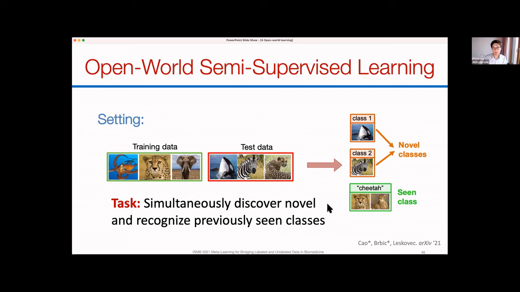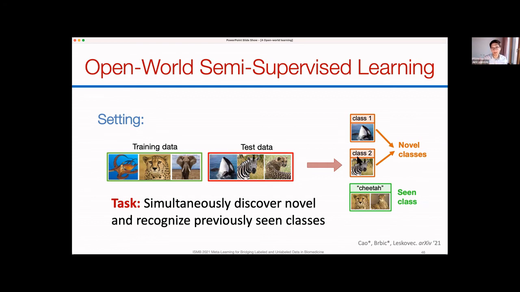And whatever is kind of novel, we want to discover a new class for those images. So in some sense, we want to simultaneously discover novel classes and also recognize previously seen classes. Or another way, we want to do clustering and classification at the same time, right? We want to classify into existing classes if it looks like this is something that we already know, or we want to cluster it into a novel cluster if it's a species that we have never seen before.